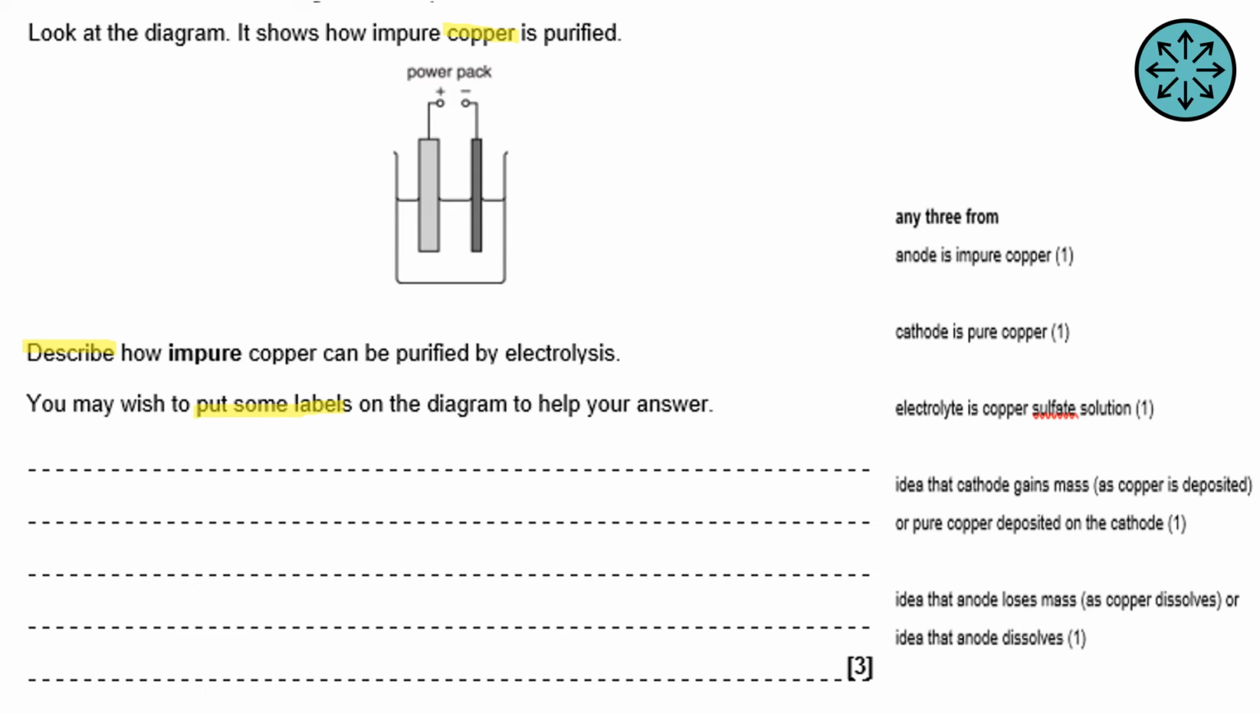3 marks there. There were other marks available if you'd said that the cathode gains mass, or the pure copper is deposited on the cathode. So if you talked about that movement, or the anode losing mass as the copper moves across. So lots you could have said there, but a relatively easy 3 marks if you had remembered the basics.